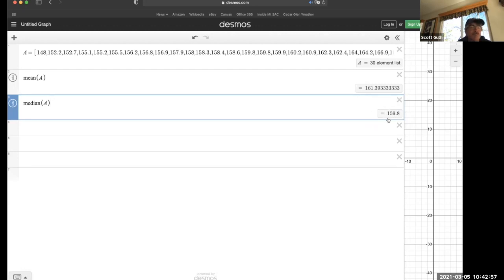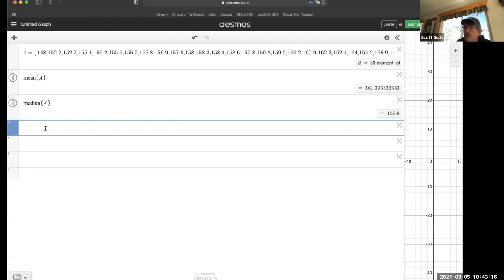So the hardest part is getting the list in. But once you have a list, this is super slick. It does way more advanced stuff than this, but this is just us beginning to learn how to use it. Any questions?